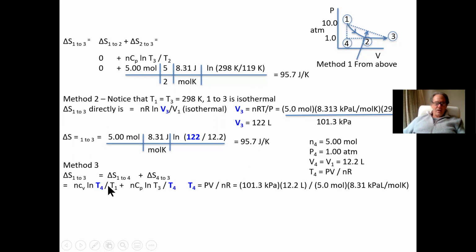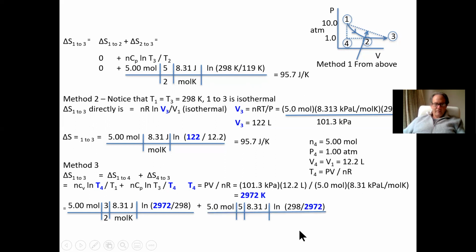So in this case, the temperatures have changed, so we need to find what T4 was. We can calculate T4 again using the combined gas law, PV equals nRT. V4 was 12.2 liters. And once we know that, we can solve 1 to 4, 4 to 3, entropy change, and we can add them up. And guess what? Same answer again when you do the math. Now, I would never ask you to do this 3 times. You just choose whatever method works for you.